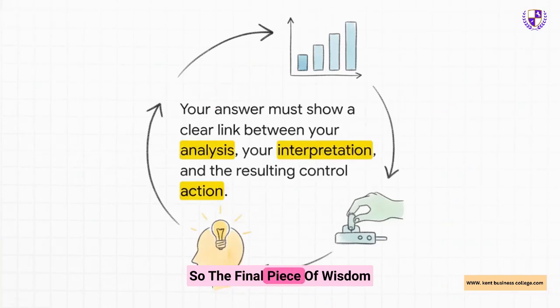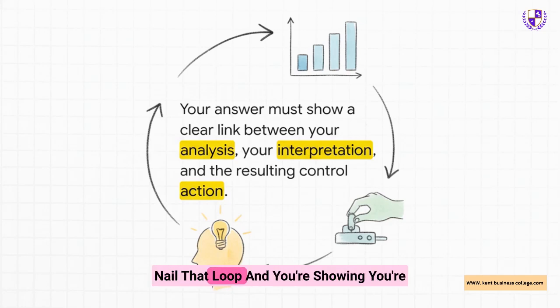So, the final piece of wisdom Olivia gives Jody is this simple but incredibly powerful idea. Whatever question you get asked, make sure your answer hits these 3 points. You did the analysis, you figured out what it meant, that's interpretation, and that led to a real control action. Nail that loop, and you're showing you're operating at a level 6 standard.